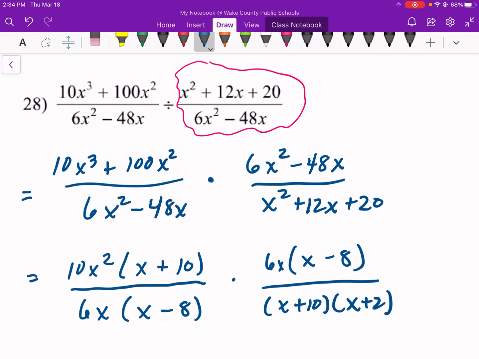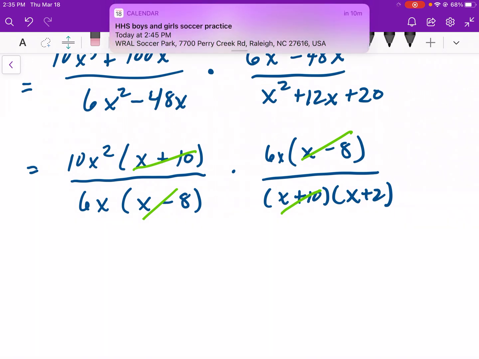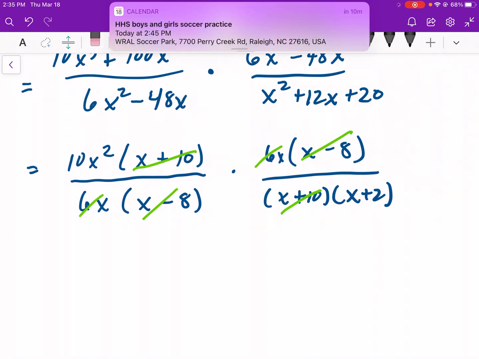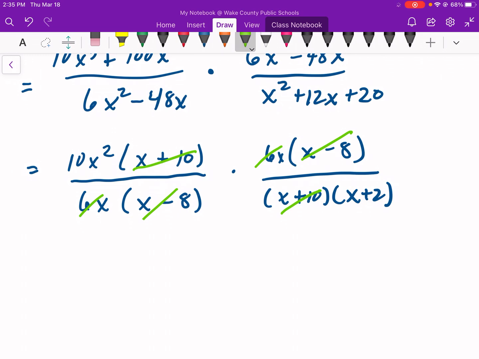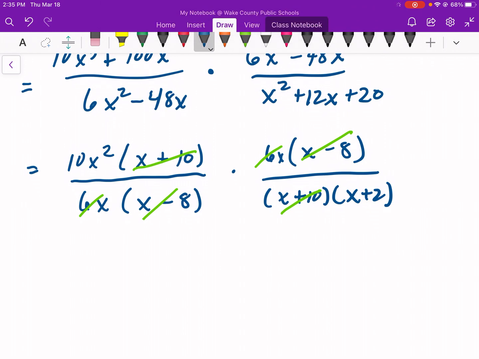So now I'm looking for tops and bottoms that might match. Remember, they don't have to be in the same fraction. All right, so the x plus 10s are the same, they cancel. The x minus 8s are the same, they cancel. The 6x's are the same, they cancel. And the 10x squared does not match anything on the bottom of any of these other fractions. So I am now left with 10x squared in my numerator and x plus 2 in my denominator.